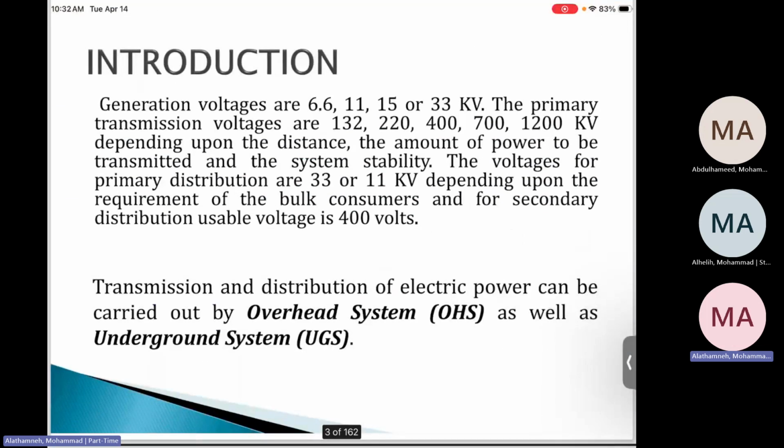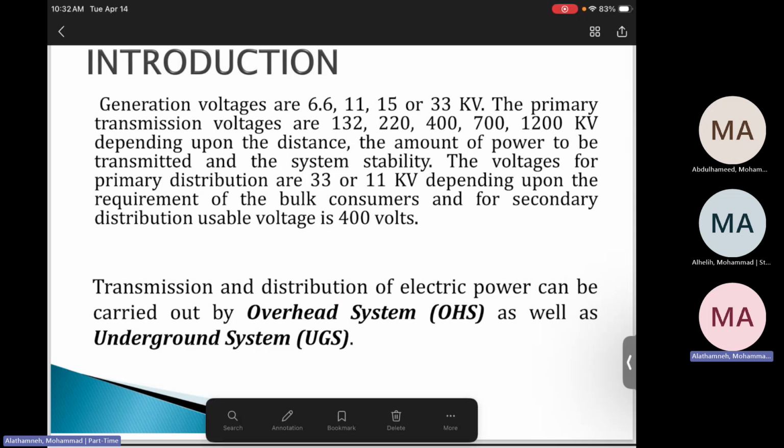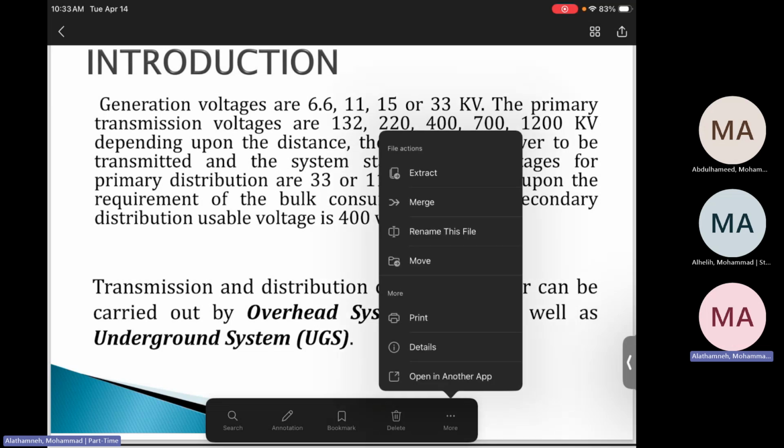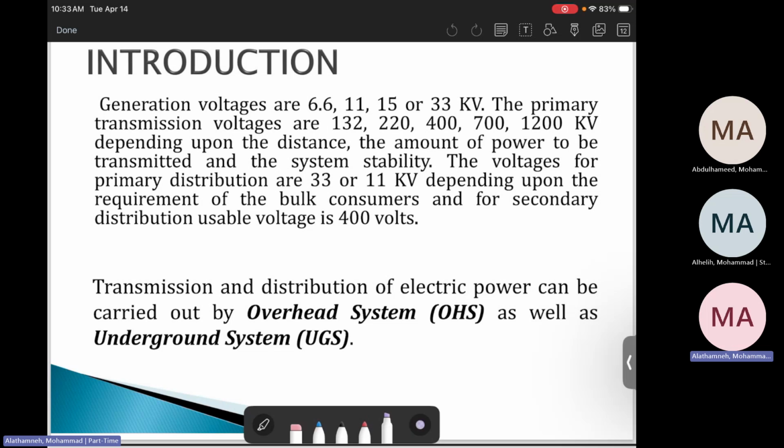Now, the generation, again, just an overview, we have generation at 6.6 kilovolts, 11 kilovolts, 15 kilovolts, or 3 kilovolts, while for transmission, the worldwide standard is 132, 220, 400 kilovolts, 700 kilovolts, 1200 kilovolts. This is very common worldwide, while in Jordan, 132 kilovolts and 400 kilovolts. Those are very common, the main two.